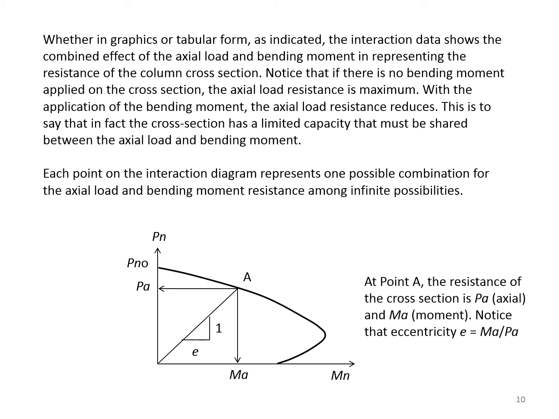For example, in the figure shown, at point A, the resistance of the cross-section is PA, axial, and MA, moment. Notice that the eccentricity e is MA divided by PA. This eccentricity can be shown with the line drawn from the origin to the point A on the diagram with a slope 1 over e.